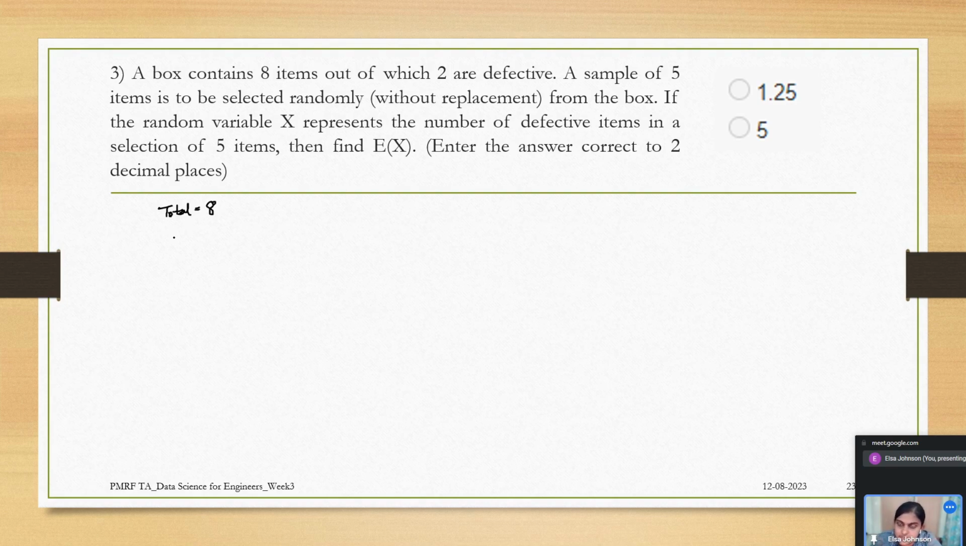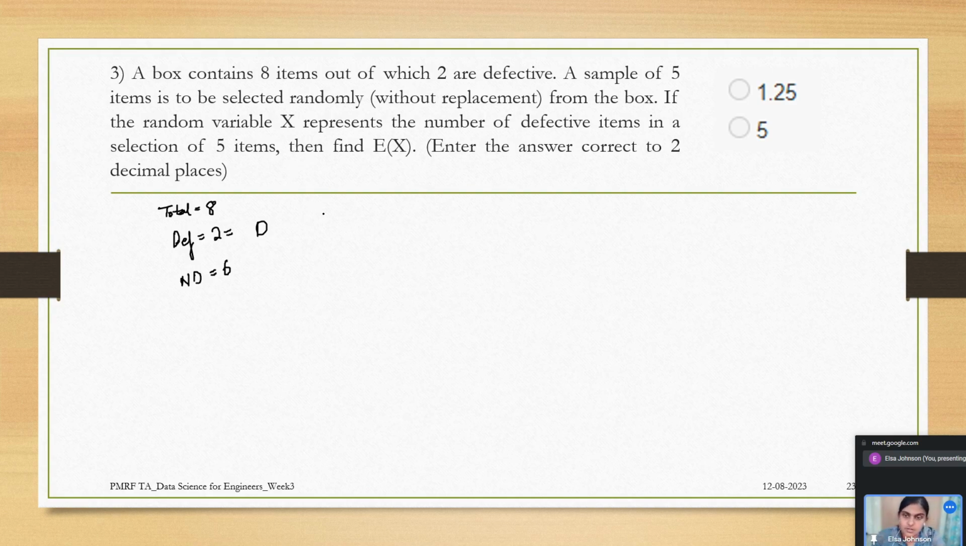And in that, defective is 2. Maybe I can give it as D, and non-defective I'll give as ND, anyway the rest of them are non-defective. You have to select a sample of 5 items without replacement from the box. Okay, that is the intention.